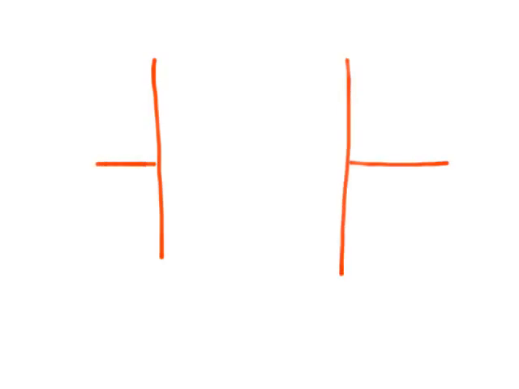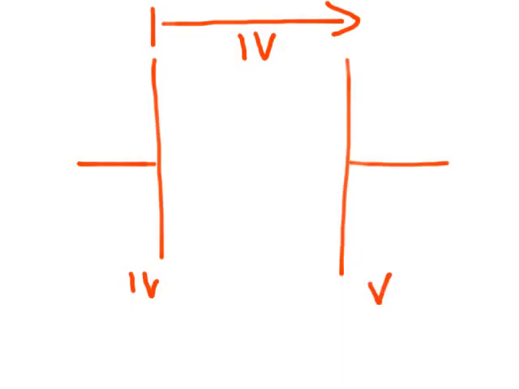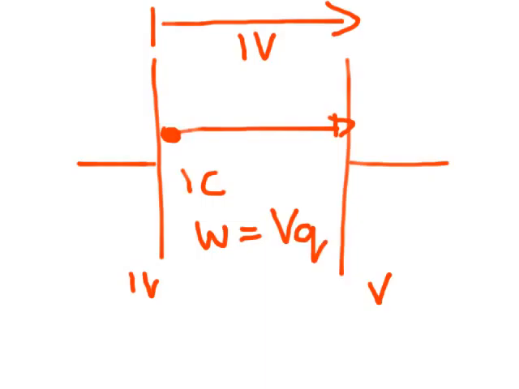So just to give you an idea of this, if I had a couple of plates and the voltage between them was 1 volt, in other words, I had 1 volt here and 0 volts here, then what's the work done in moving a charge of 1 coulomb from there to the other side? It would be W equals VQ. So it'll be 1 times 1, which equals 1 joule of energy to move a 1 coulomb charge through 1 volt.